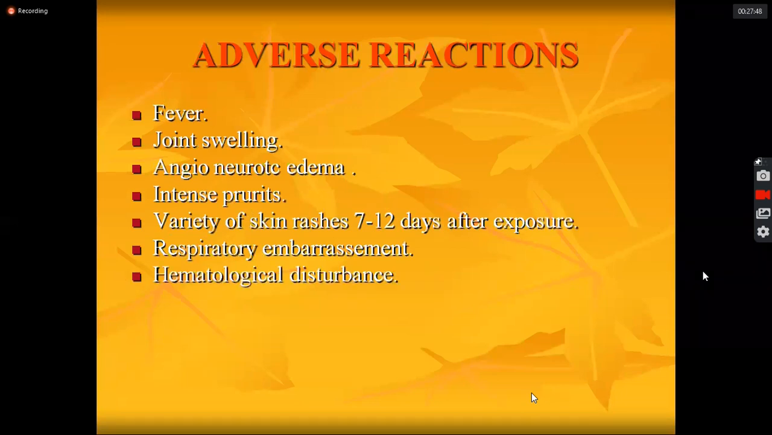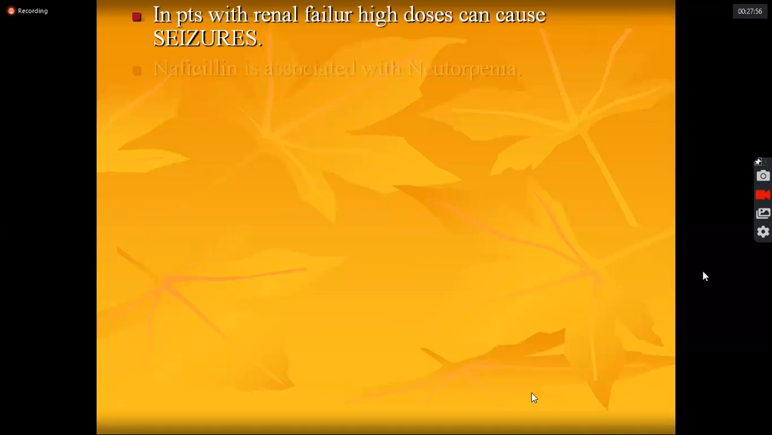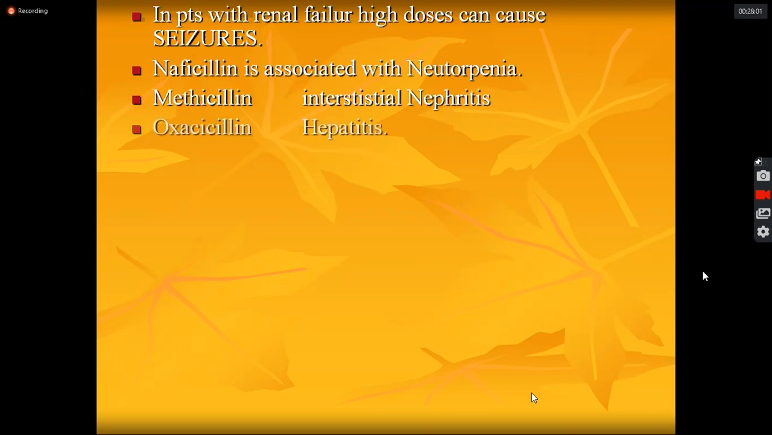Then respiratory embarrassment could be anything from breathlessness to pneumonia, and hematological disturbances. In patients with renal failure, high doses can cause seizures. Now let's see specific adverse reactions related to different drugs. Nafcillin is associated with neutropenia. Methicillin is no more used. We have better drugs than methicillin in the antistaphylococcal category. Interstitial nephritis, a nephrotic problem, was related to methicillin, which has made it obsolete.